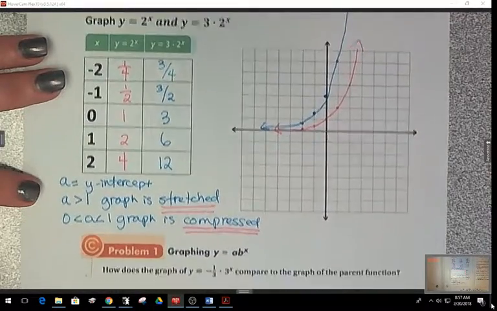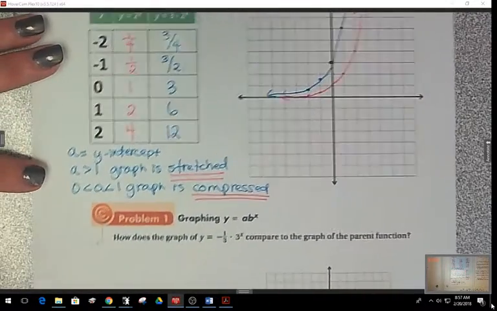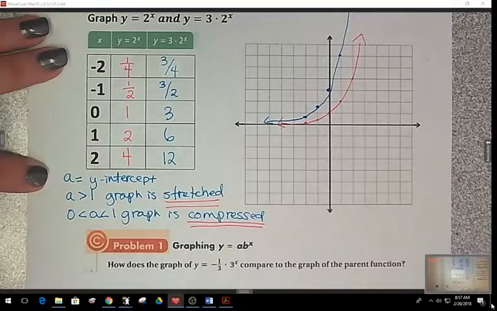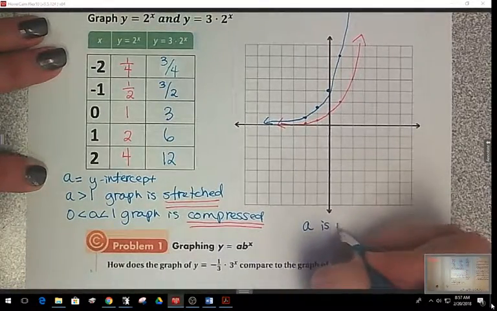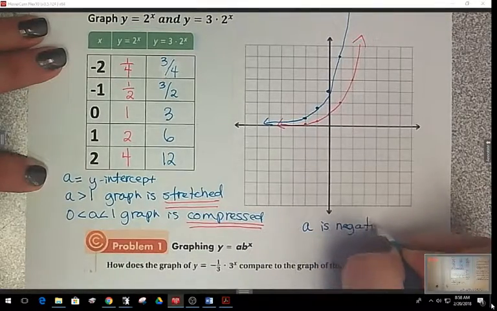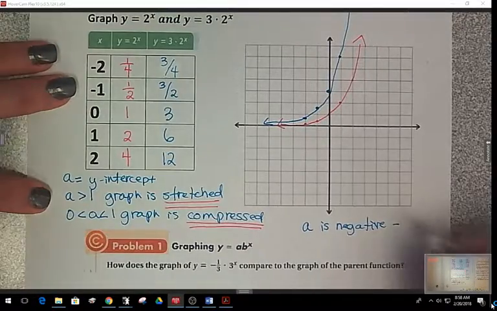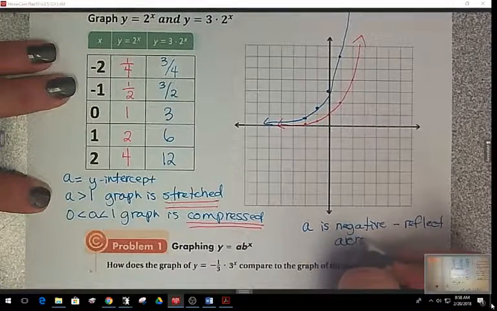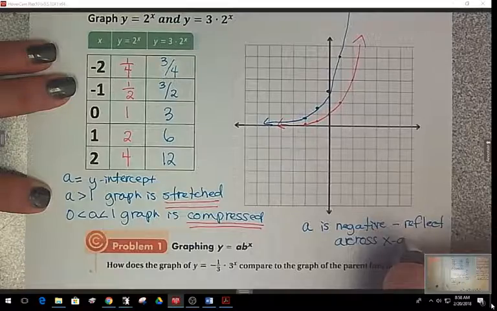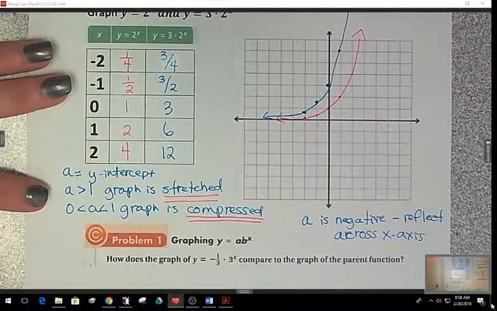So then, if we go down to this example, oh, and I almost forgot, what happens if your a value is negative? If a is negative, just like with our other functions earlier this year, that is going to reflect your graph across the x-axis. Okay, and we're going to see that in this next example.